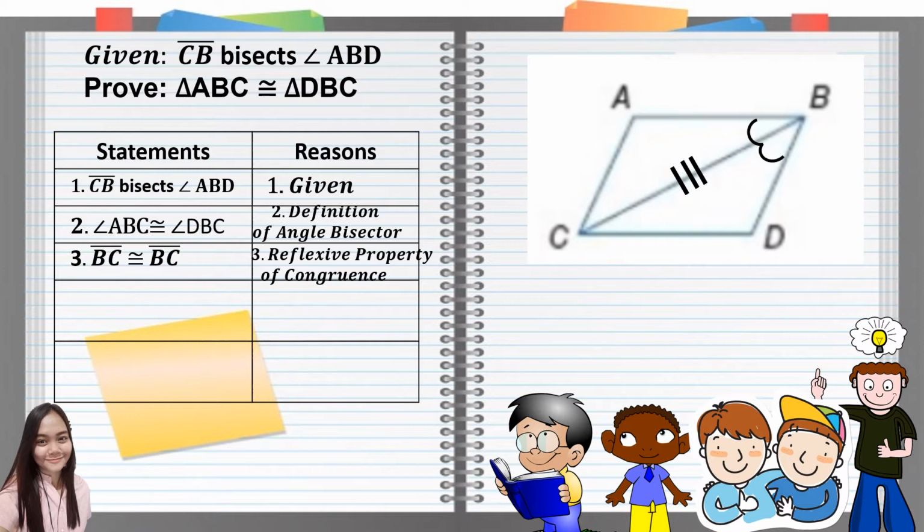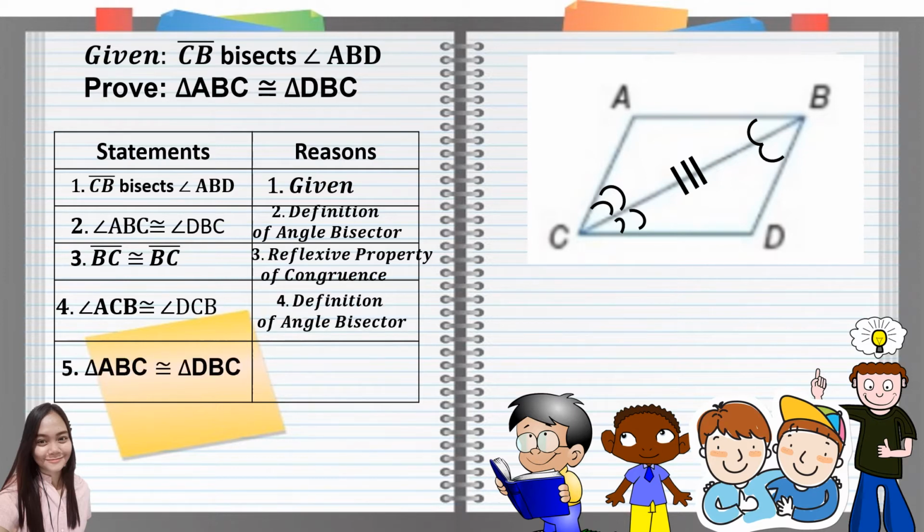And for the fourth statement, since segment BC or segment CB is the bisector, we can also say that there are another two angles formed from the other side of the figure. So magkakaroon tayo rito ng angle ACB at angle DCB. So yan yung dalawang angles na na-form gamit yung bisector na to ng segment CB. So meron tayong angle ACB, congruent siya sa angle DCB. At ang reason natin rito is of course the definition of angle bisector. And now, for the last statement, we can now say that triangle ABC is congruent to triangle DBC. And the reason for this is the ASA postulate or the angle side angle, since segment BC is the included side. Okay? So, next.